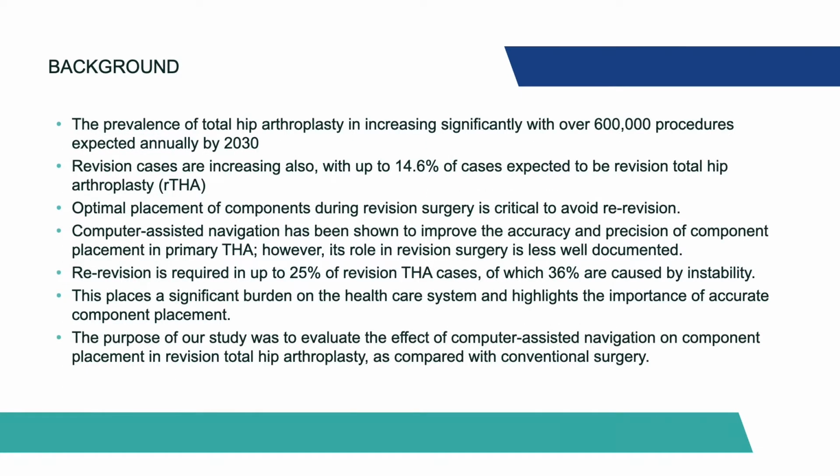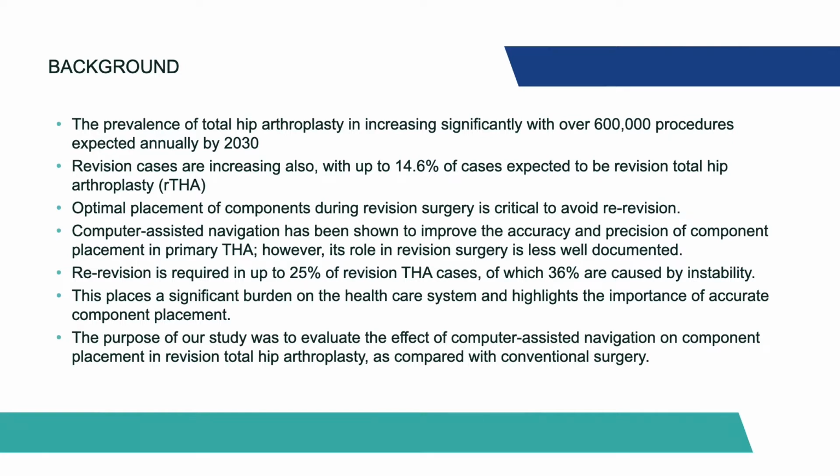First, a little background on what we're trying to accomplish. The prevalence of total hip arthroplasty has been increasing significantly over the past several years, with over 600,000 procedures expected annually by 2030. Revision total hip arthroplasty cases are increasing also, with up to 14% of these cases expected to be revision total hip arthroplasty cases in the future.